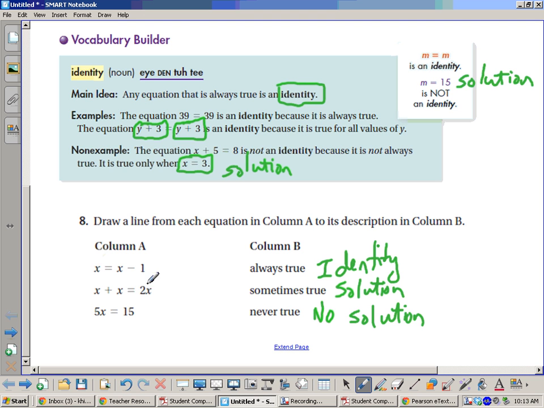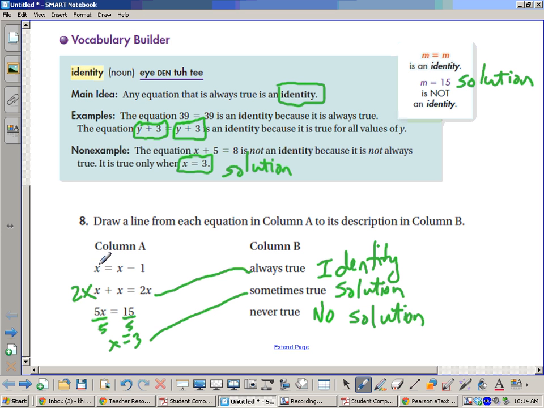So over here, we have to determine which one is first going to be the identity. We can see that x plus x is 2x. So we get the same thing we got on this side. So this is always true and is considered an identity. Down here, 5x equals 15, we could actually divide by 5 and get x equals 3. So this would be something that is sometimes true. It's only going to be true when x equals 3. So anytime you get a variable equal a number, that is going to be one solution, so sometimes true.